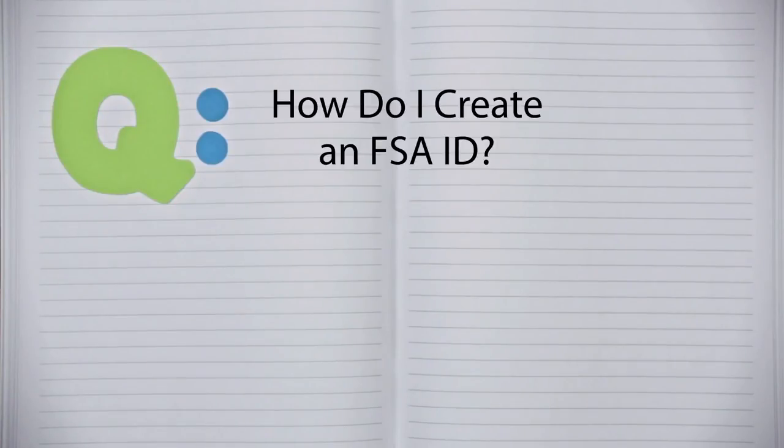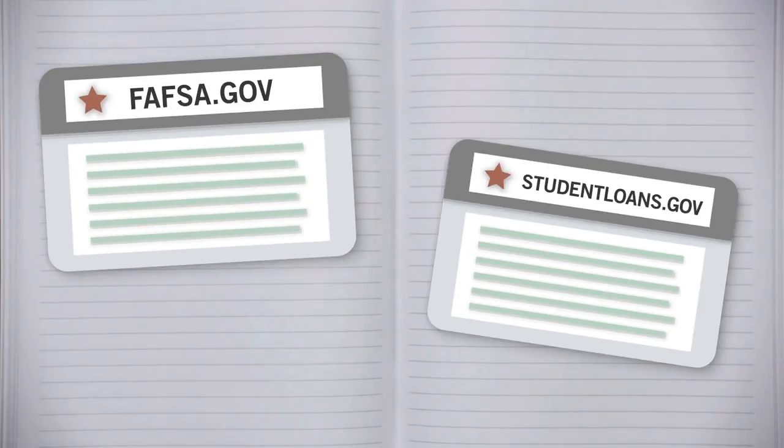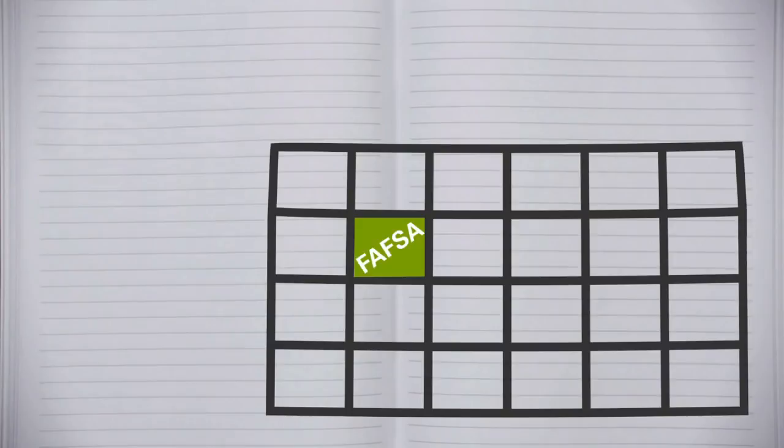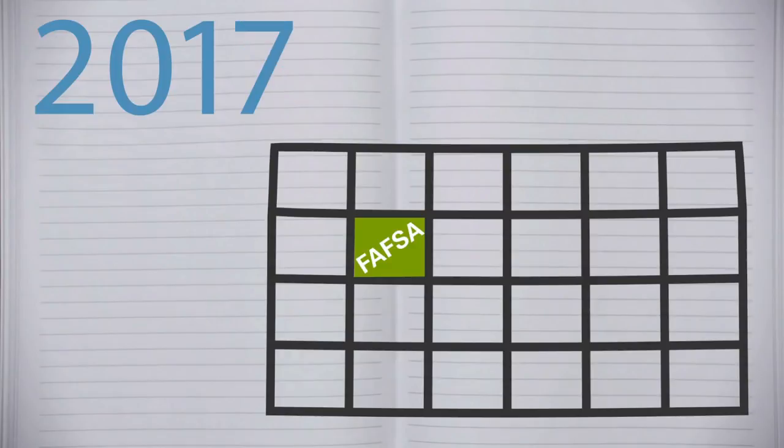The FSA ID is a username and password that you will need to access U.S. Department of Education websites, such as FAFSA.gov or studentloans.gov. You will use your FSA ID every year you apply for federal student aid and while you are repaying any student loans you received.